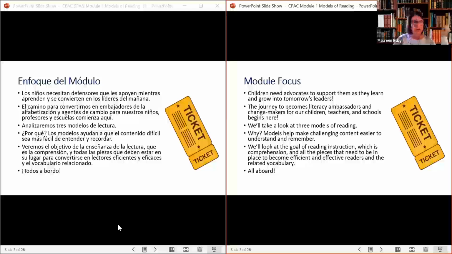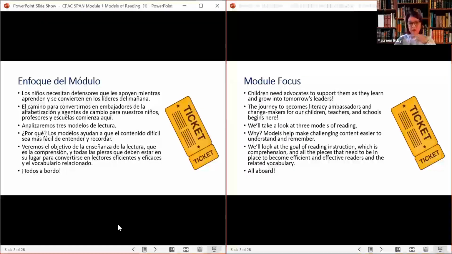So I'm calling this a journey. So all aboard, we're going to move on and take a look at this. You can go to the next slide.